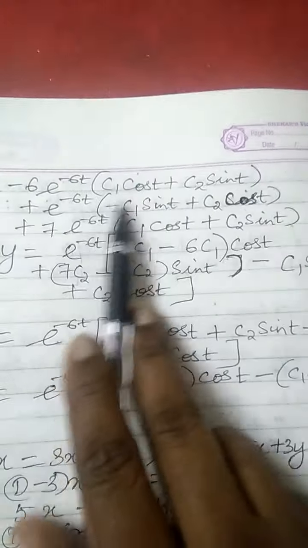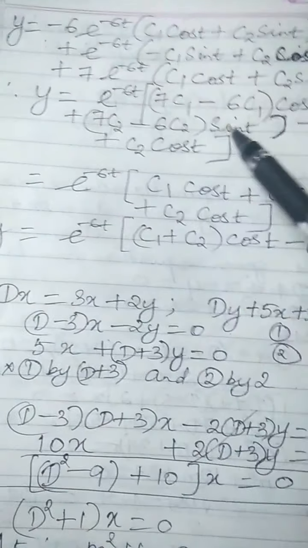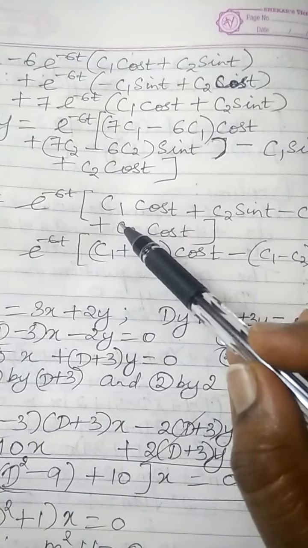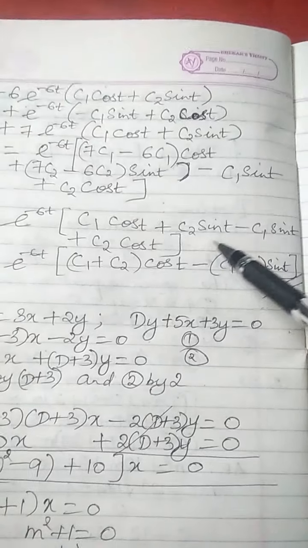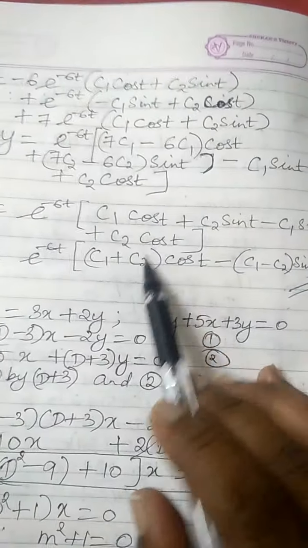Hence the solution, and we'll group the terms. Having grouped the terms, the solution will now be y equal to e power minus 6t into (7c1 minus 6c1) cos t. 7c1 minus 6c1 is c1. Similarly, (7c2 minus 6c2) sin t, that is c2 sin t, minus c1 sin t plus c2 cos t.